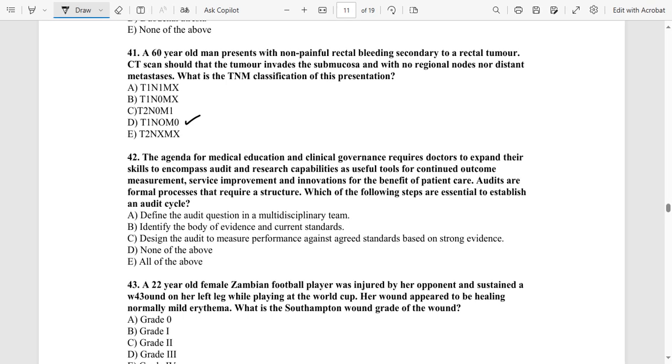Any thought on this? I don't even know if it's surgery or it's DME. It's communication skills. Anyone?